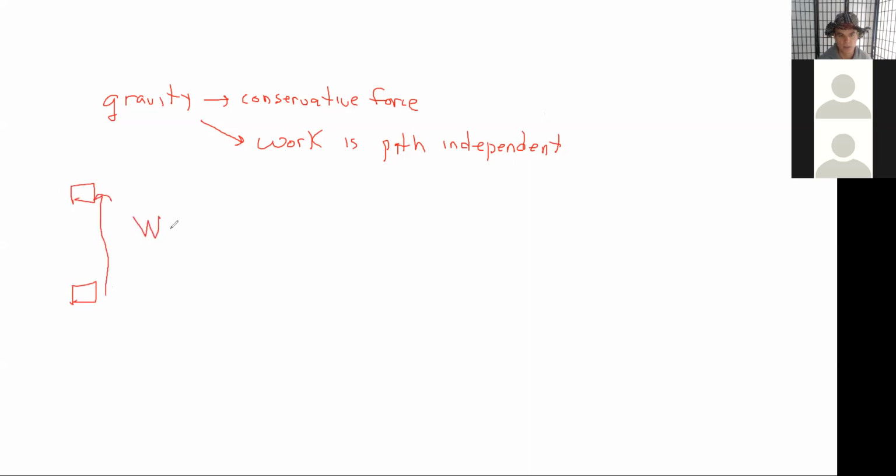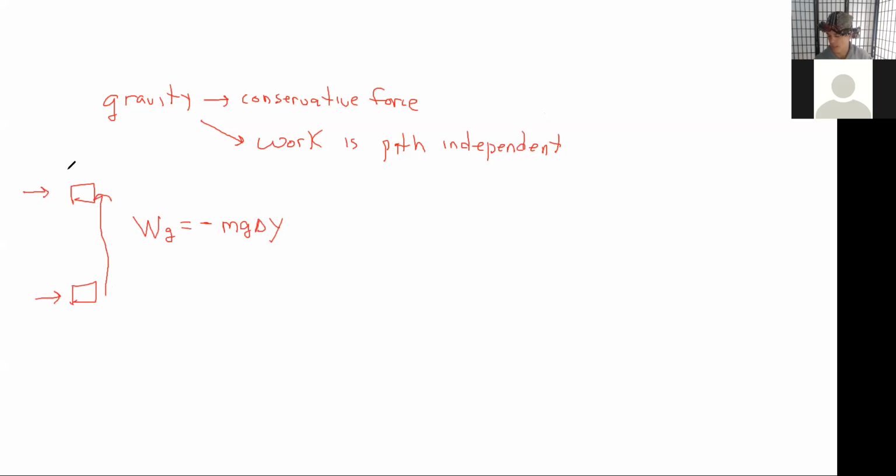What I showed in lecture was that the work done by gravity is negative mg delta y. The key thing is, as long as I start here and end here, gravity does the exact same amount of work and it doesn't depend upon the path taken. If instead of going straight up, I lift it up along some weird curved path, the total work done is going to give me the exact same answer as if I lifted it straight from initial to final position.